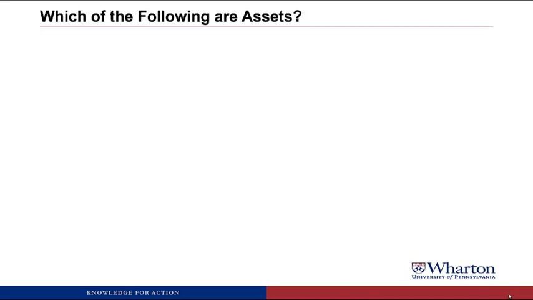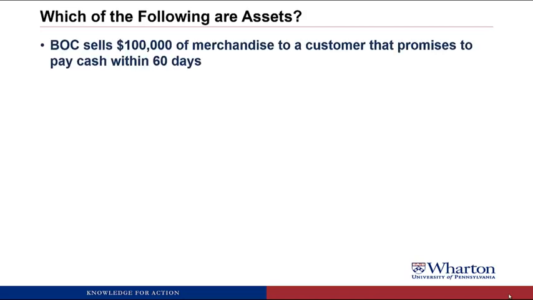So let's get started. BOC sells $100,000 of merchandise to a customer that promises to pay cash within 60 days. This will be an asset called accounts receivable. It's an asset because there was a transaction where we delivered goods to a customer, and in return we got a promise from them to pay cash. It's an asset because that can turn into cash within the next 60 days. And the value of the future benefits can be reasonably estimated because it's the amount the customer owes us on the invoice, and that amount is $100,000, which is what the value of the asset would be.